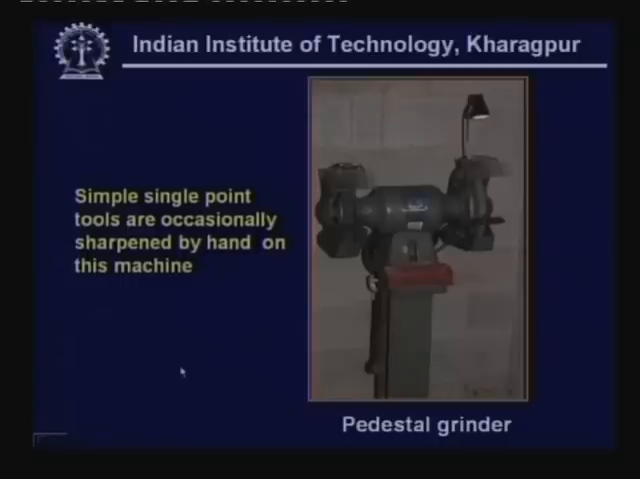Here we do not use any fixture or vise, only it is the skill of the operator which determines the accuracy of the geometry, which can be transferred on the workpiece, that means the cutting tool. So, if some high level accuracy or finish is necessary, then this type of grinding machine cannot be recommended. So, this is basically used for occasional grinding of the tool with very simple geometry like turning tool or shaping tool.